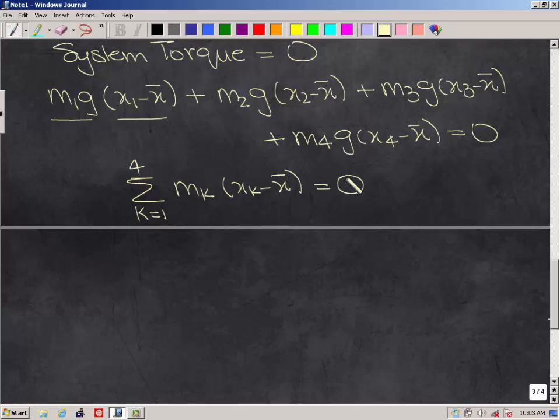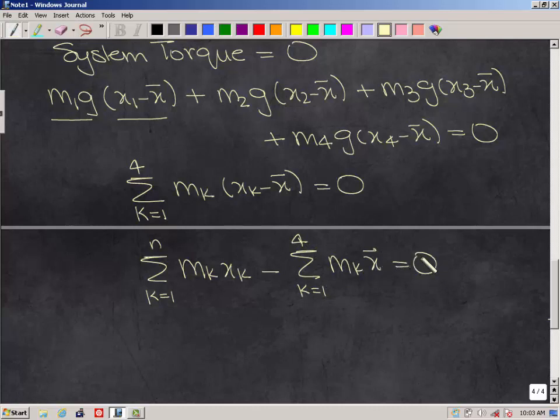So I divided everything by g and wrote the rest that's left using the summation notation. One of the properties of the summation notation is we can distribute. So we get summation k is equal to 1 to n m sub k x sub k minus summation k is equal to 1 to n m sub k x bar is equal to 0. So we distributed the summation and the m into both of them.